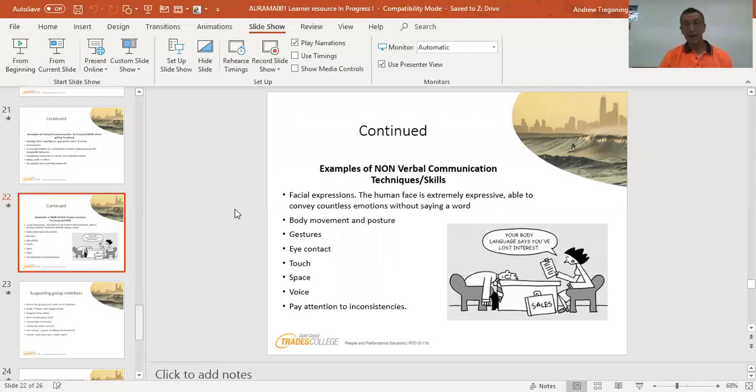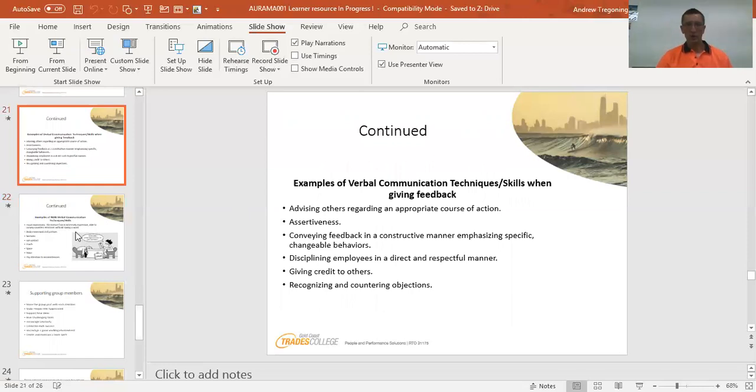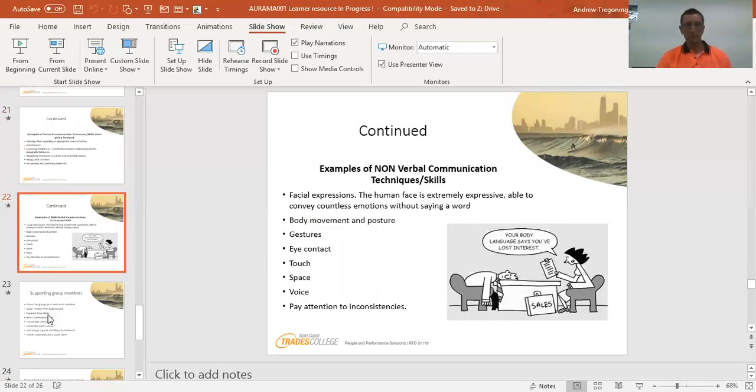Voice, we can speak loudly, or we can speak nice and quietly, and pay attention to inconsistencies in your own communication as well. So that's some examples of verbal communication, non-verbal communication. Really important, non-verbal. They say a very high percentage of communication is non-verbal.